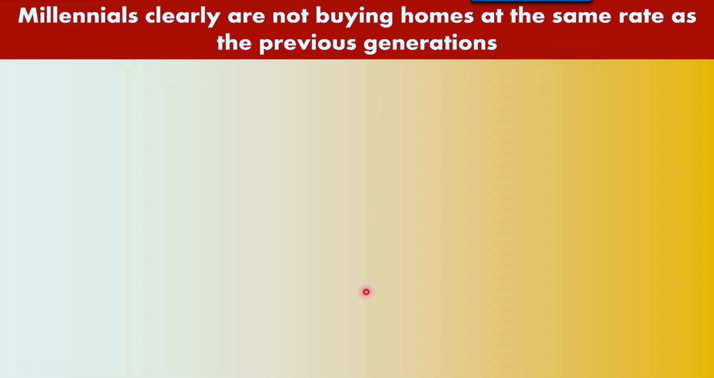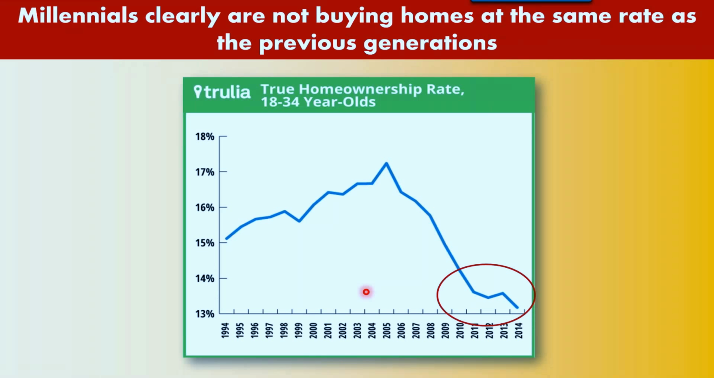Now, here's another big one. Millennials are not buying homes at the same rate as previous generations. And notice here that this generation, the 18 to 34-year-olds, they were buying at roughly 17.5% in 2005. 17.5% of them had owned homes. This started declining before the recession. It started declining in 2005, and since then it's been falling. In 2015, it continues to fall and has now dropped below 13%.